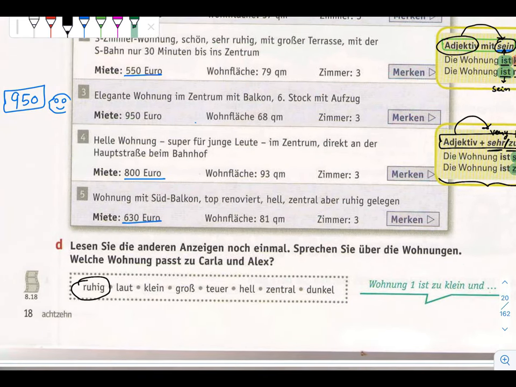Okay, here are some adjectives. Ruhig means calm, laut means loud, klein means small, groß means big, teuer means costly, hell, I already told you, bright, dunkel means dark, zentral means central, like this.